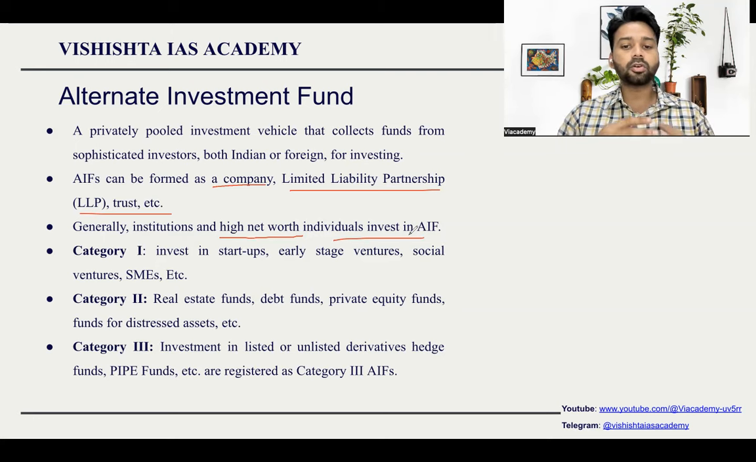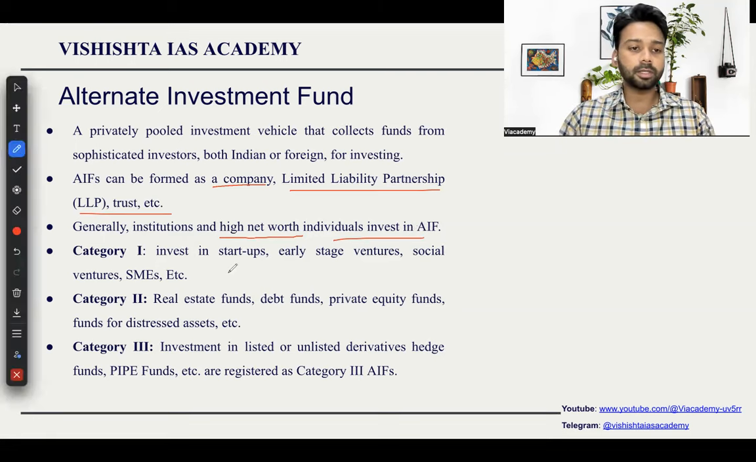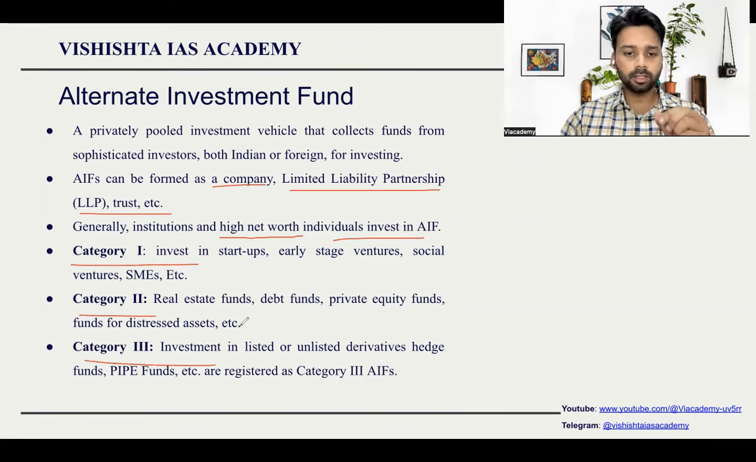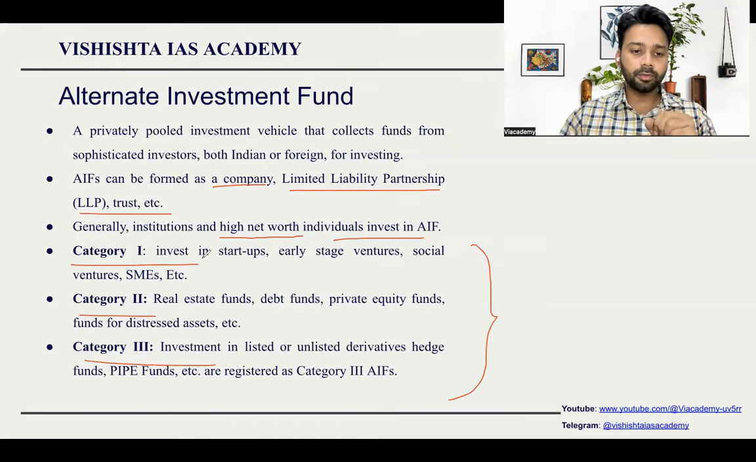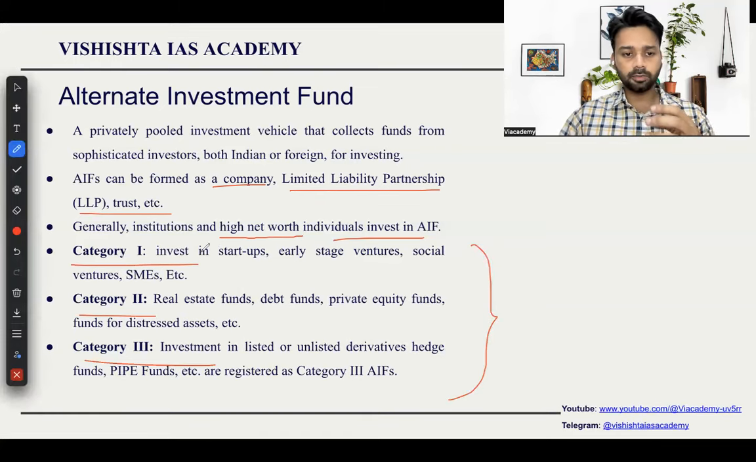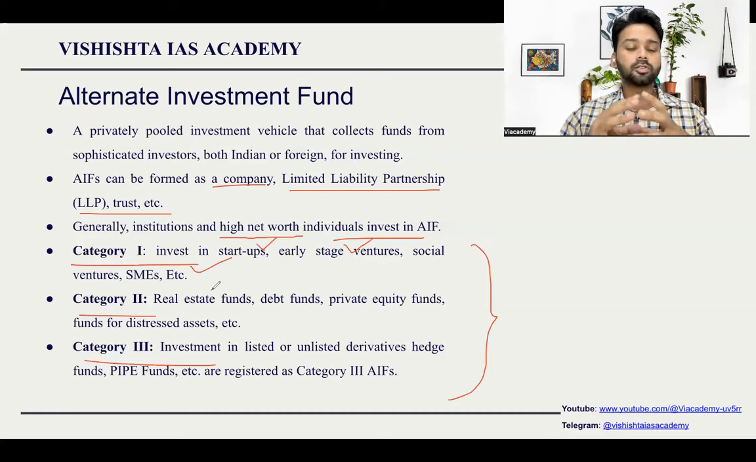anything. So based on the method in which the investment happens, we divide the alternate investment fund into three: category 1, category 2, and category 3. What exactly is this? You need to know, because from prelims perspective, it is important. In category 1, they collect the fund and invest in startups, early stage ventures, social ventures, small and micro enterprises. So it is very helpful for the startup ecosystem.